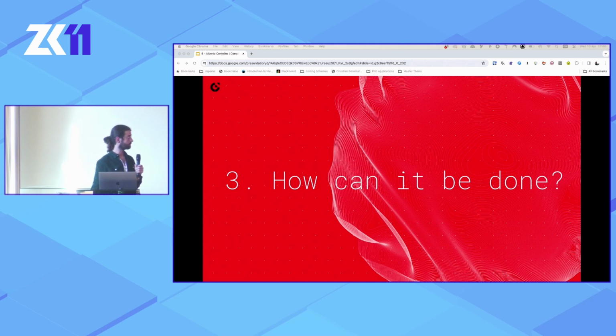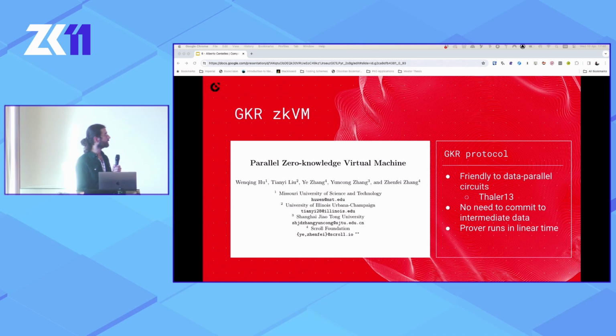So now we are going to see different examples of how different teams have addressed these particular problems. To start with, I've chosen the GKR zkVM.